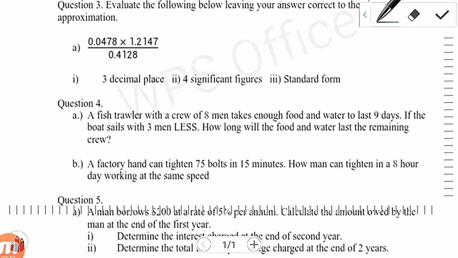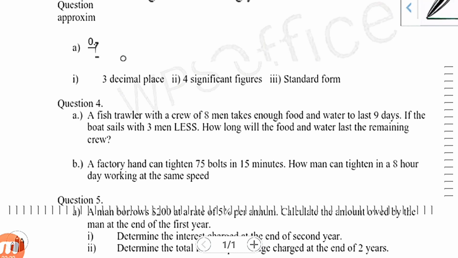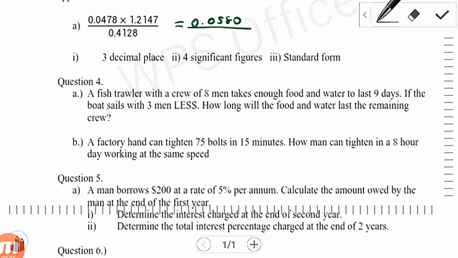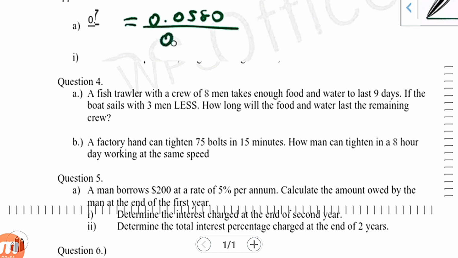0.0478, and then we're going to multiply that by 1.2147. That should give you a result of 0.0580. I like writing 4 decimal places. That's just particularly what I like to do, so that once I have enough digits in my answer, I'm able to approximate to whatever it is that they have given me here. So always write down your answer to approximately 4, maybe 5 decimal places if possible. Then there's nothing at the bottom here to do, so we just bring back our 0.4128.